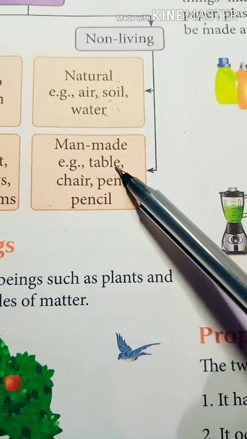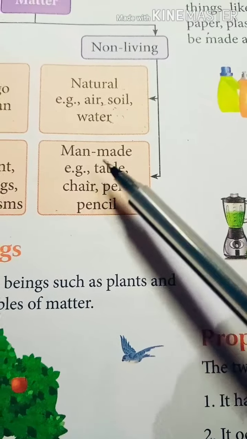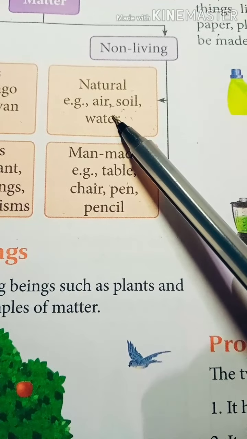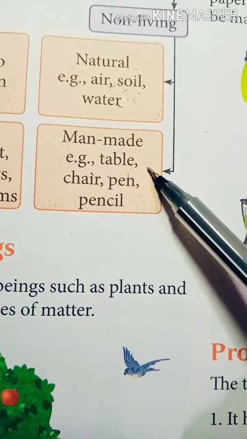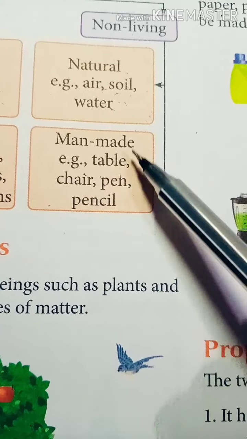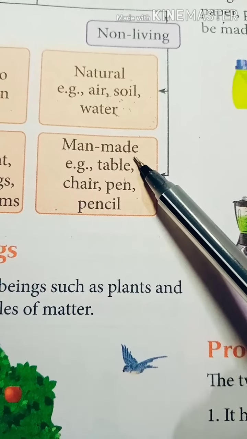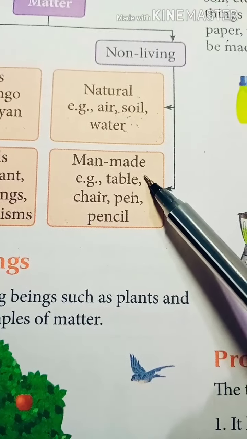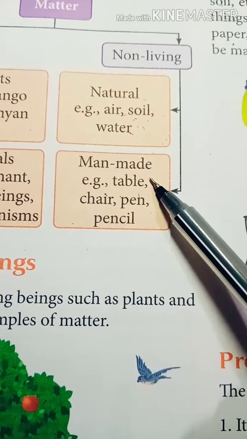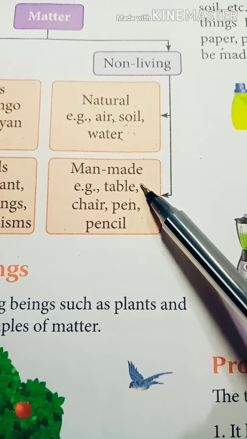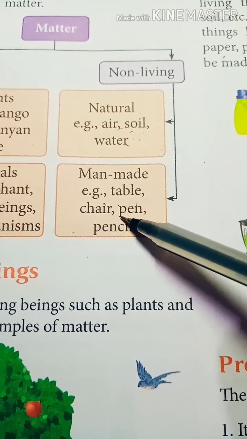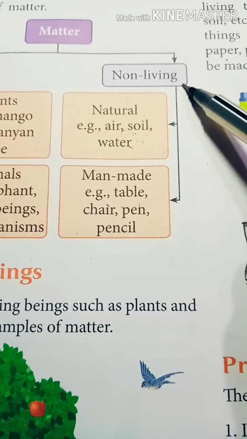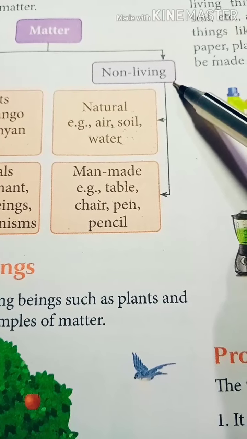Some man-made substances are made by using natural matter. As they are non-living and also made by humans, they are termed man-made or synthetic products. Whether natural or man-made, they have no life, so they are included in the non-living form.